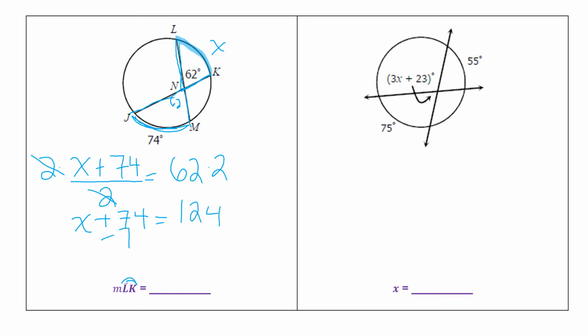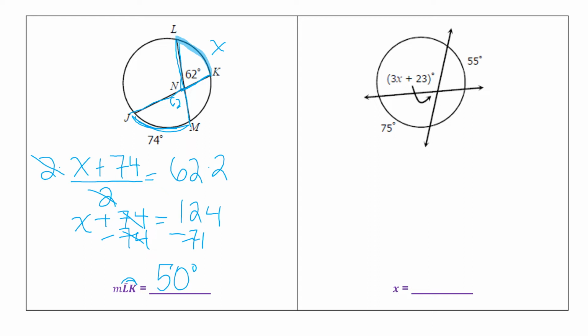And then we're going to subtract 74 from both sides, and that is going to give us that the measure of LK is 50 degrees. Notice we're in degrees because we're talking about the degree measure of an arc, not the arc length. We don't have inches or feet or anything like that.